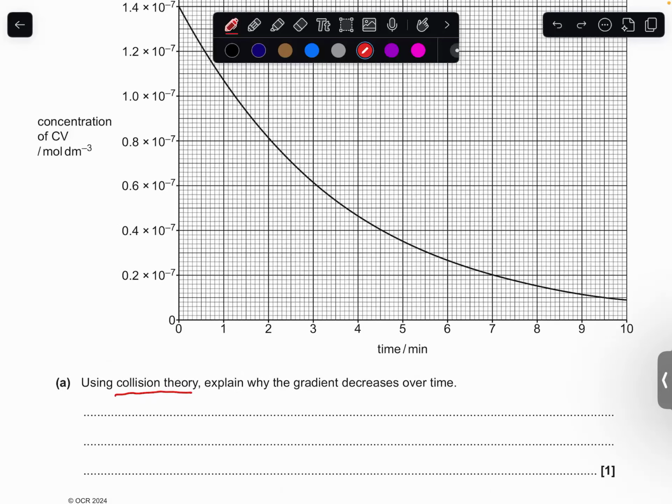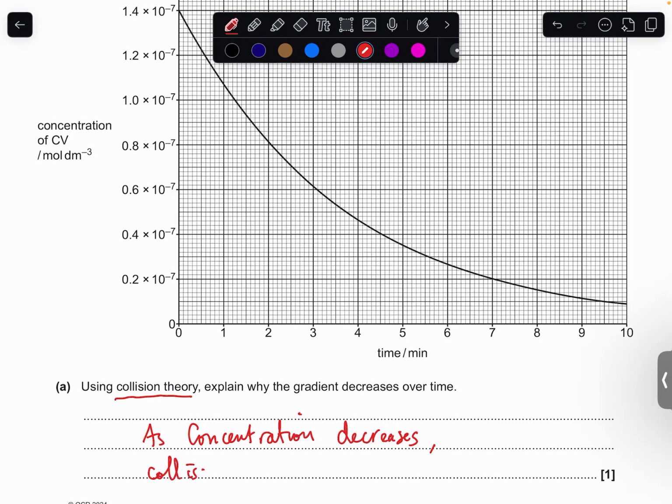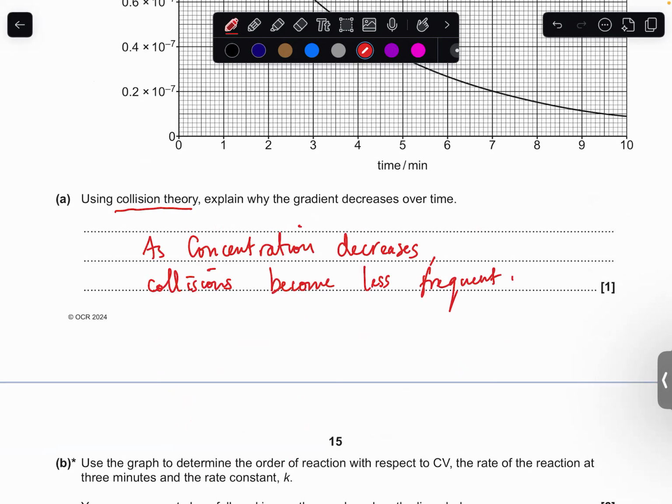You see, as the concentration decreases, let's write this down. As the concentration decreases, we're using collision theory from year 1. As the concentration decreases, what happens is that the collisions become less frequent.